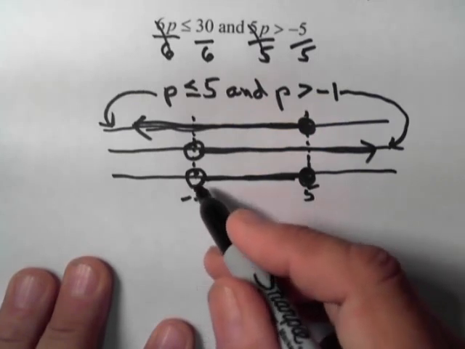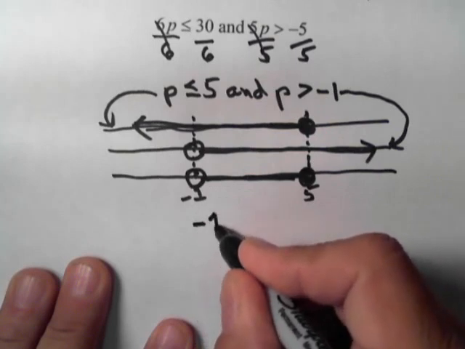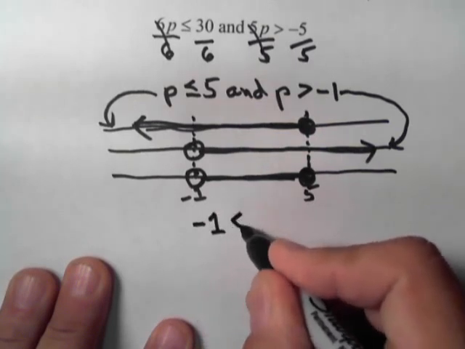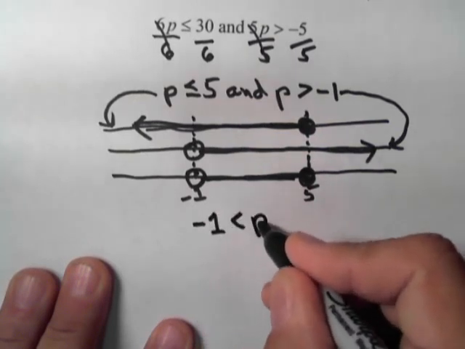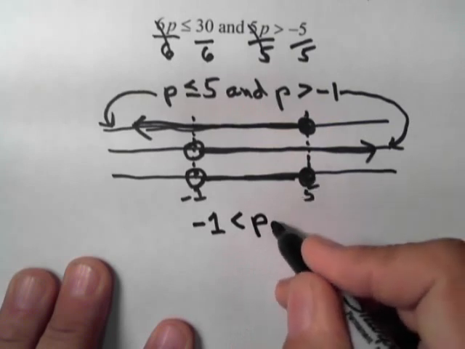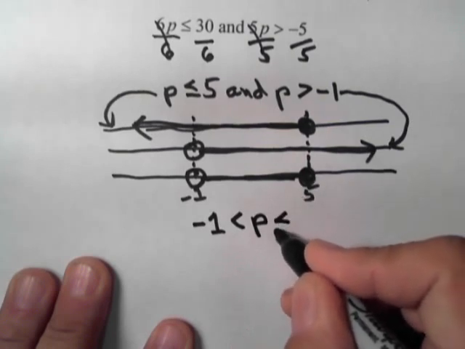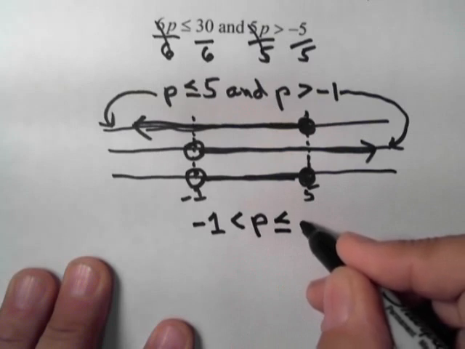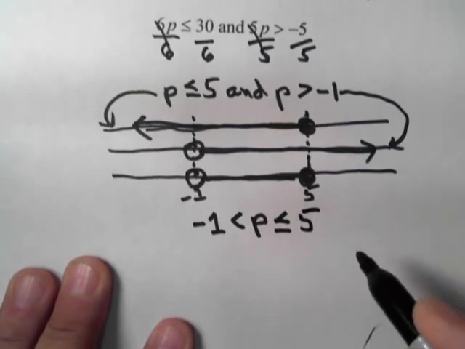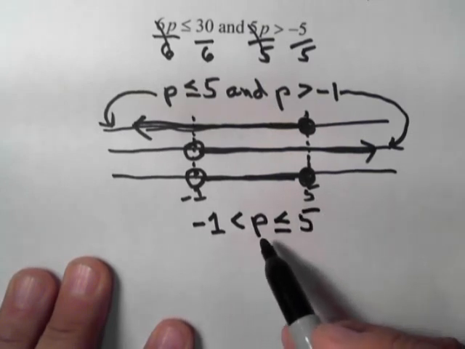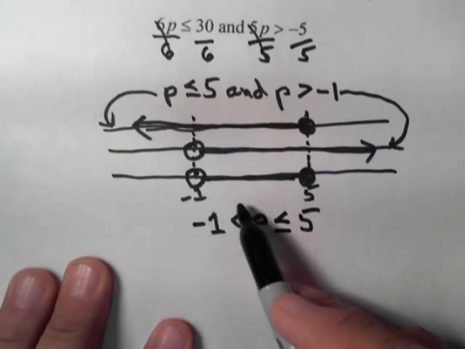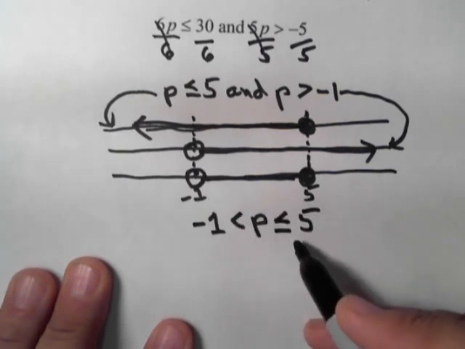Now, one of the things about this is you can write this as one of these three-sided inequalities. The left boundary, -1, has got to be smaller than the P, and the right boundary, notice it's solid, so we have to put the less than or equal to 5.